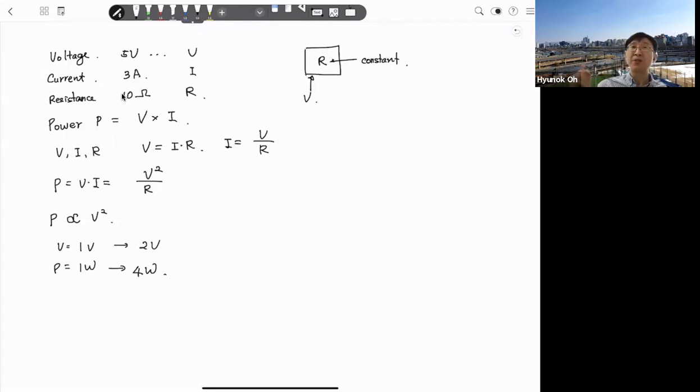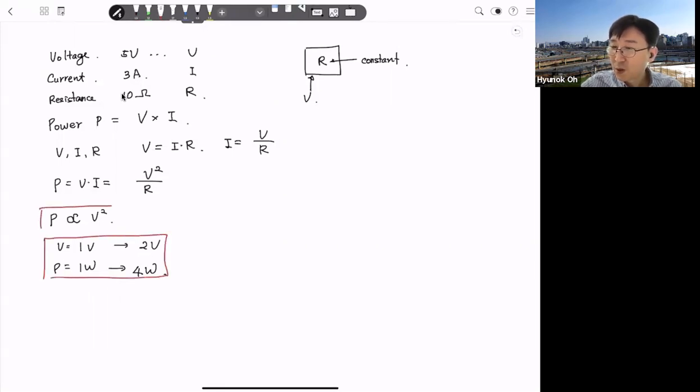The opposite is also possible. If you are reducing the voltage, then power consumption will decrease dramatically. So we know this part. What about the clock frequency?